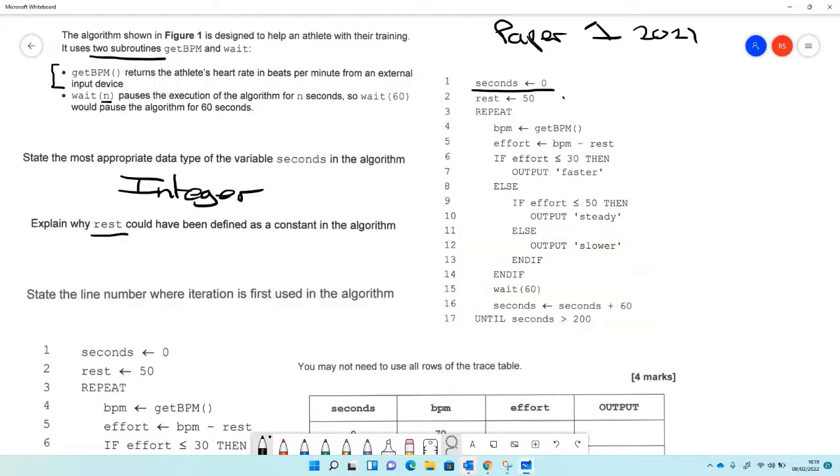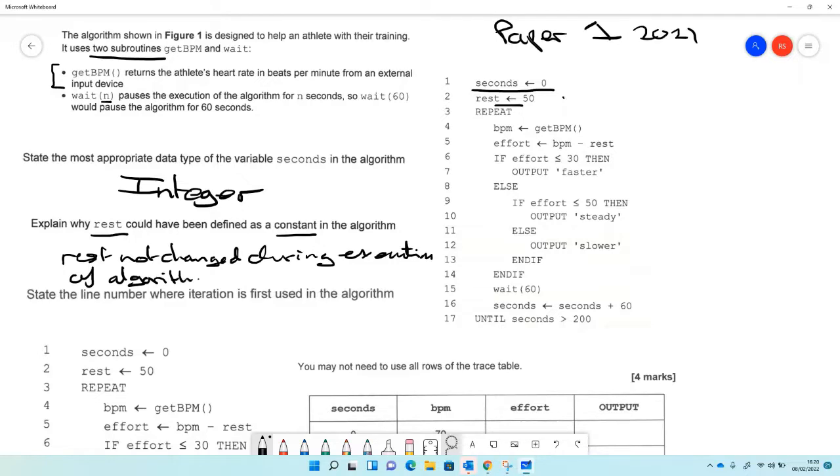Explain why rest could have been defined as a constant. A constant is an identifier that takes a value when it's declared and doesn't change throughout the whole program. So rest is declared here with a value of 50 and it's not changed throughout the program. So because rest is not changed during the execution of the algorithm, that seems a reasonable answer. We could say something about it being declared with a value that never changes. That's the definition of a constant: when it's created, it takes a value and that value never changes.